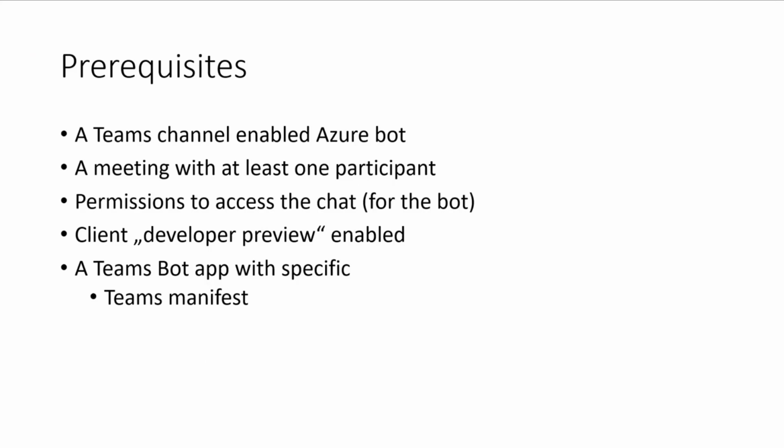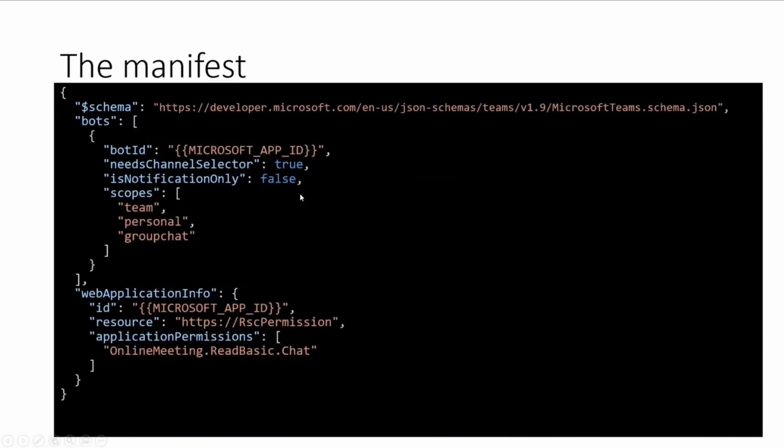First, we need a Teams channel-enabled Azure bot. We need, as we have seen, a meeting with at least one participant in there. Then we need permissions to access the chat, so the bot is able to post this card. This is still in preview, so we need to have the client developer preview enabled. And as a sum up, the Teams bot application also needs to be implemented, of course. And there we have specific manifest settings, which represent the above prerequisites also. How does this look like?